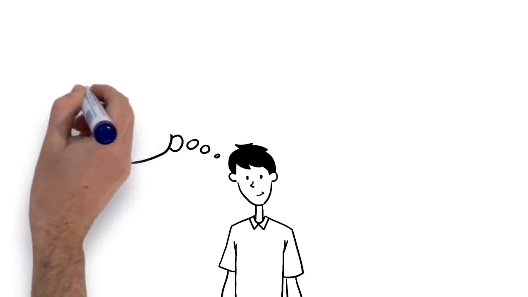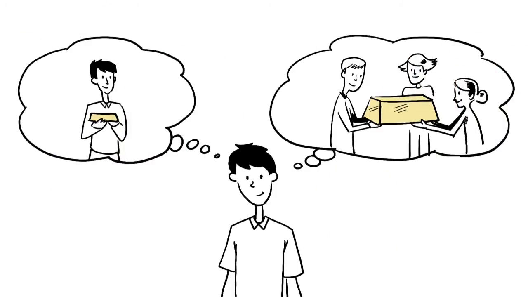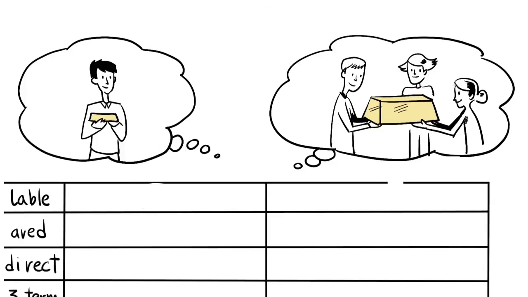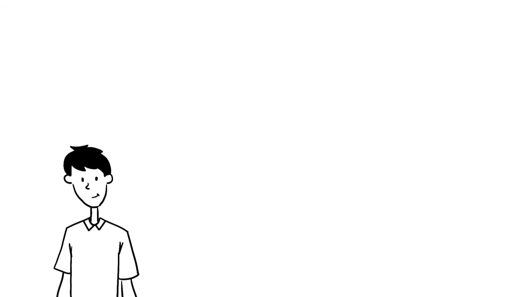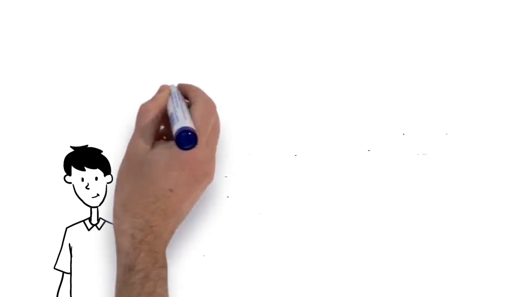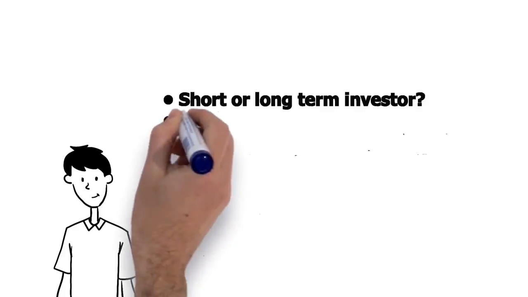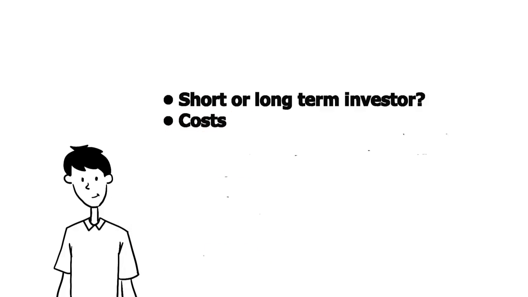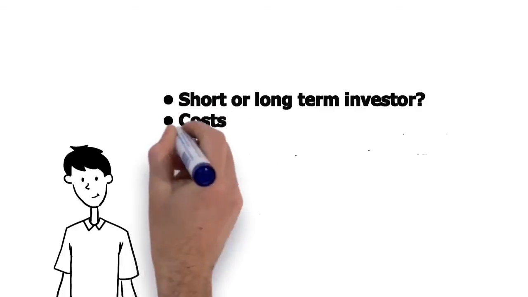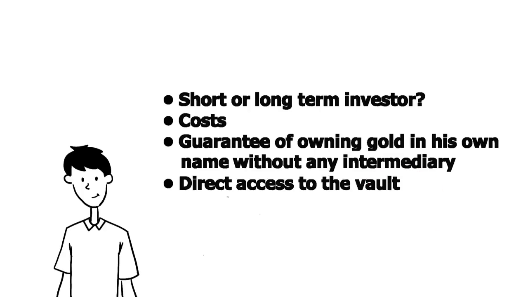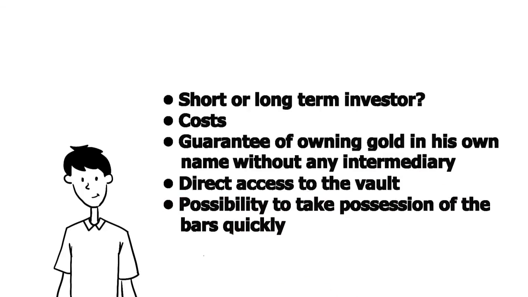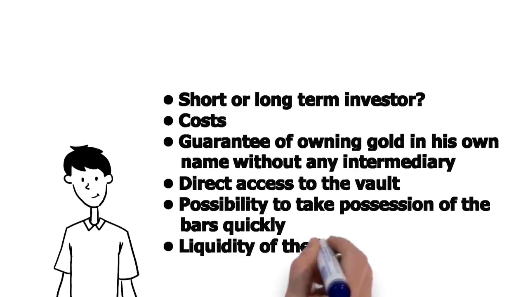These two solutions that enable owning gold outside the banking system are for different investors' profiles. Each has its own advantages. Each investor must make his own choice depending on his investor profile: short or long-term investor, costs involved, full ownership or mutualized ownership, guarantee of owning gold in his own name without any intermediary, direct access to the vault, possibility to take possession of the bars quickly, and liquidity of the investment.